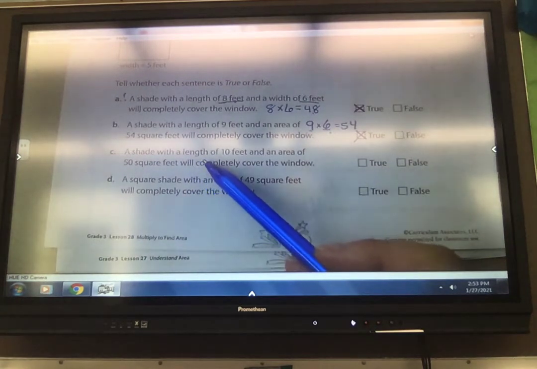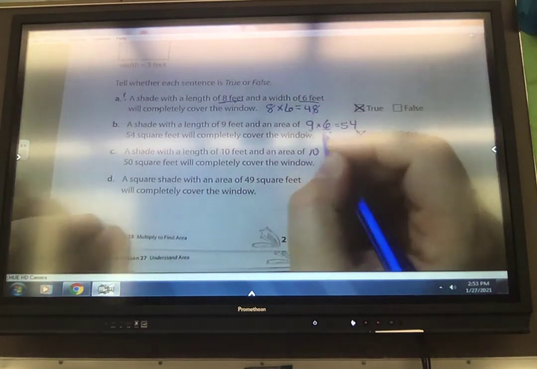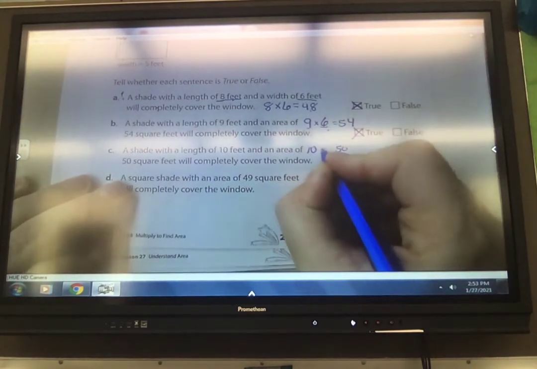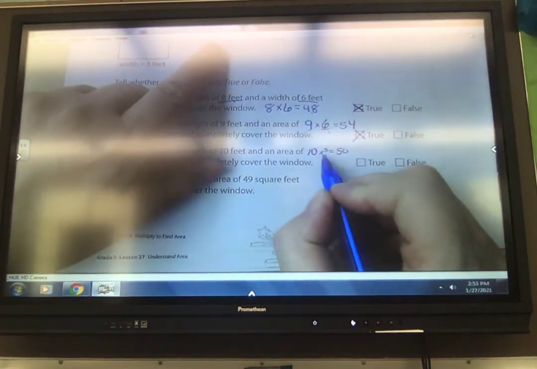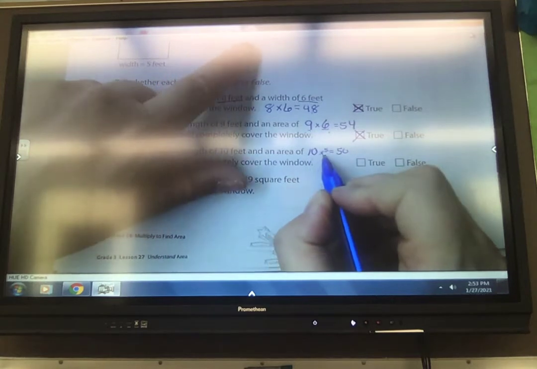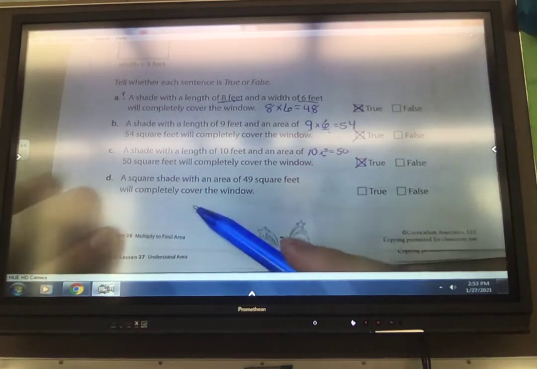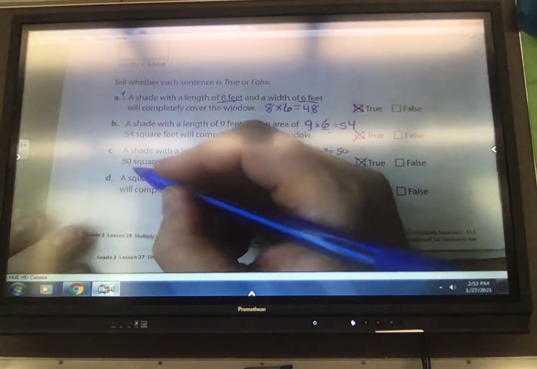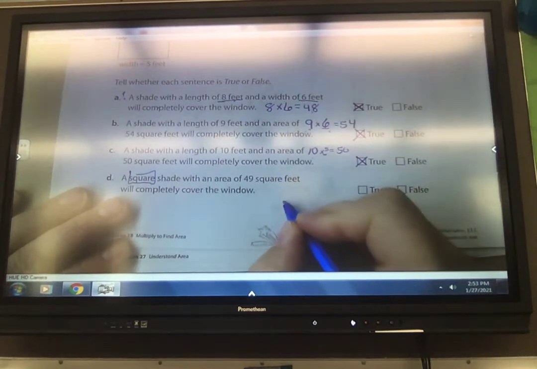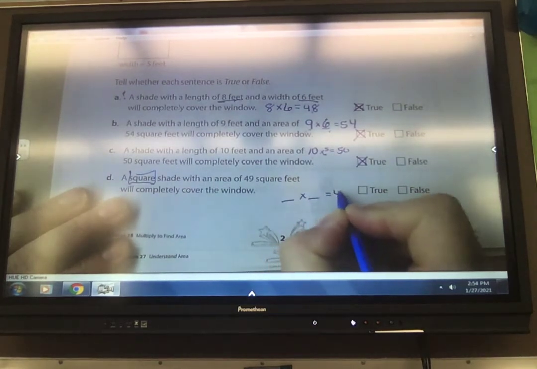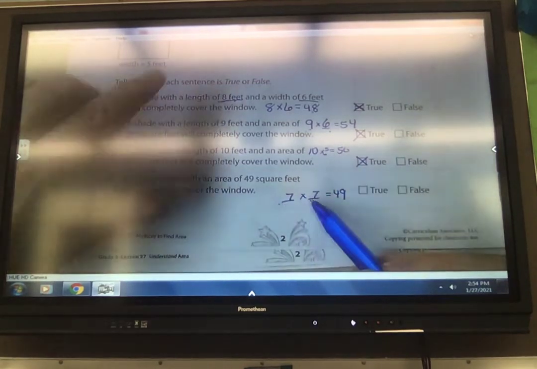A shade with a length of 10, and an area of 50. So 10 times 5 is 50. That should be true because 10 is greater and 5 is equal. So that should cover my window. A square. Ooh, that's interesting. D, a square with an area of 49. So what do we know we can multiply to get 49? 7 times 7. Is 7 going to be big enough?